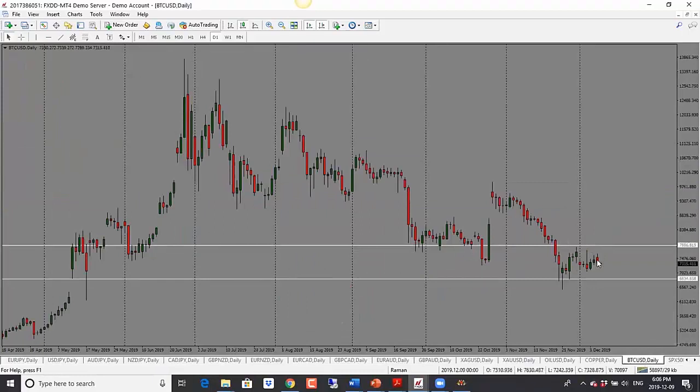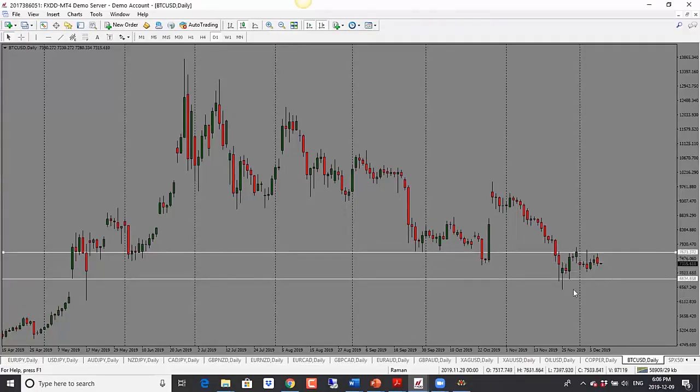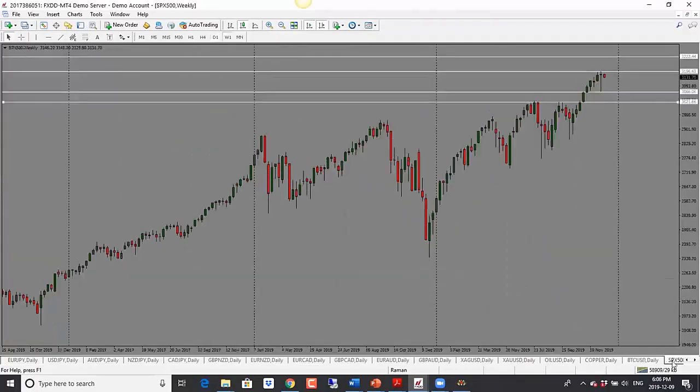Bitcoin here, bearish candle close for the day. So we're likely to see a drop here. The first target here would be 7060, and then below that 6835. So bias is bearish for Bitcoin.